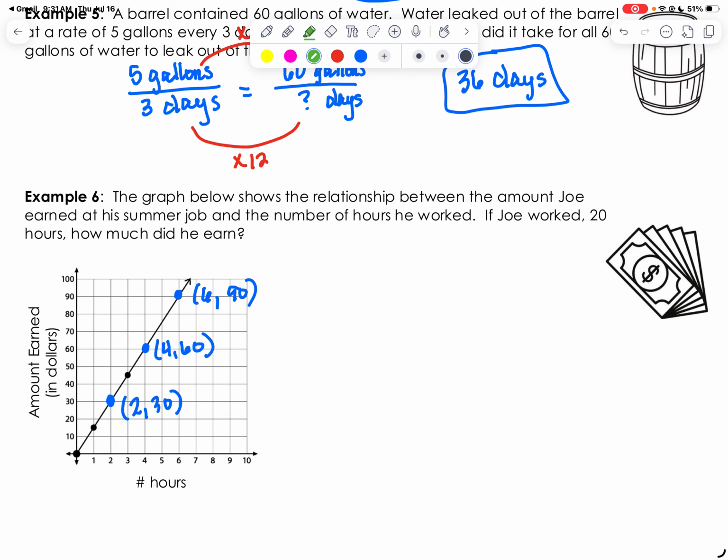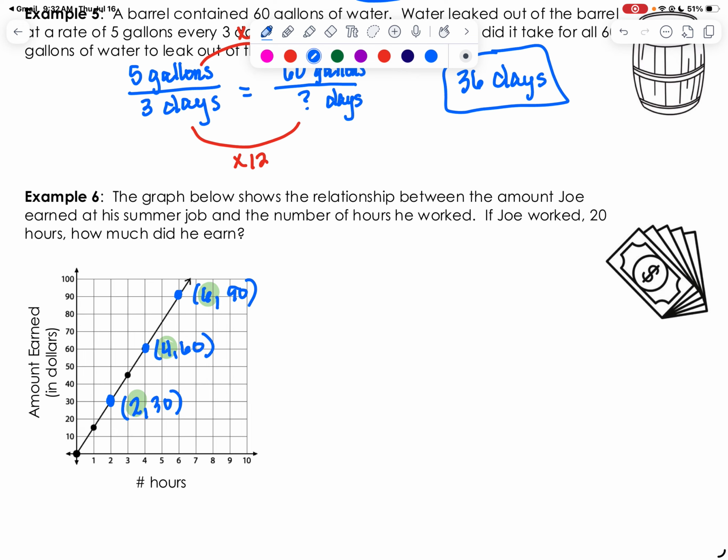So what I want to do is look at my number of hours on my graph, and pick one that will scale up to 20 easily. Now, 6 will not go into 20 evenly, so I'm not going to use that ratio. Okay, 4 will scale to 20, and 2 will scale to 20. But I don't know if you remember what I said earlier. When I have 2 ratios to choose from to use in my proportion, I'll always choose the smaller one. So I'm going to use the 2 and the 30.